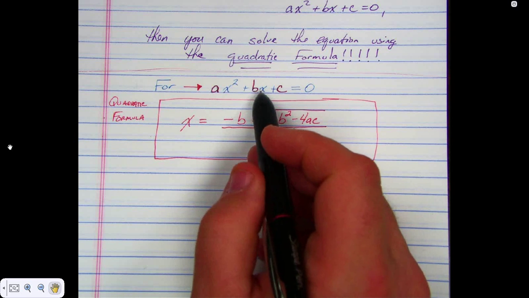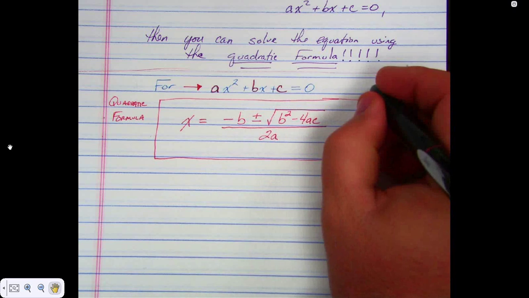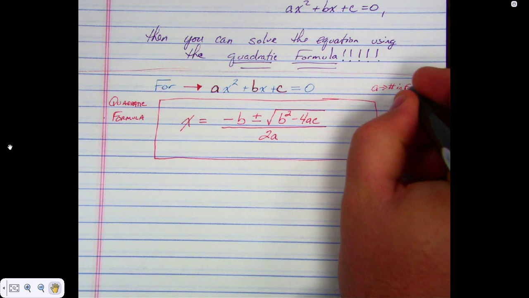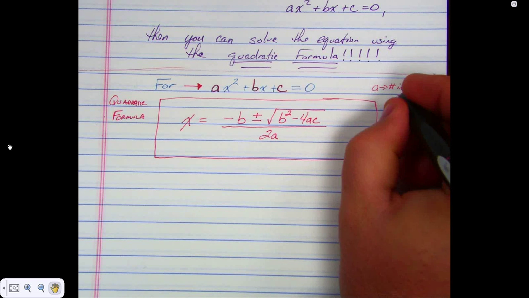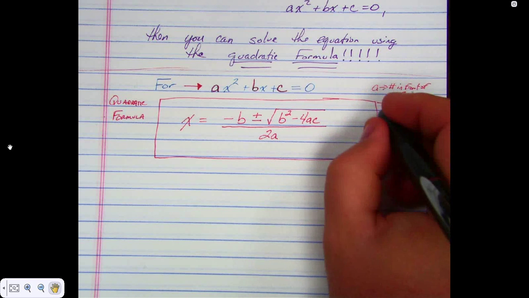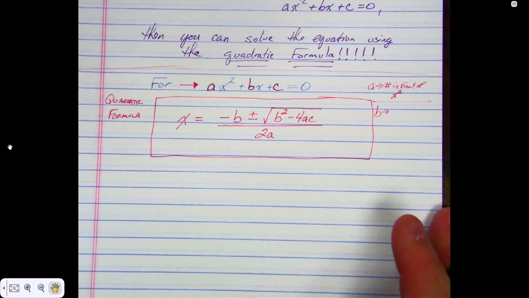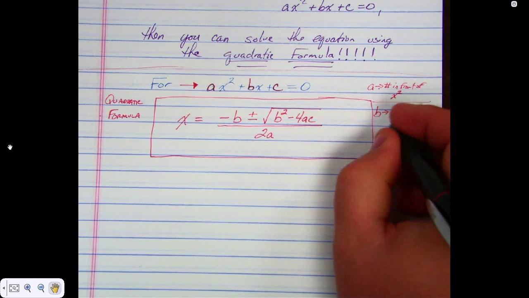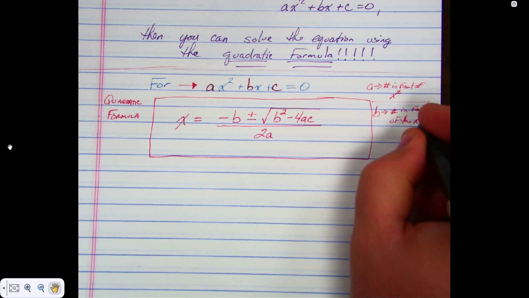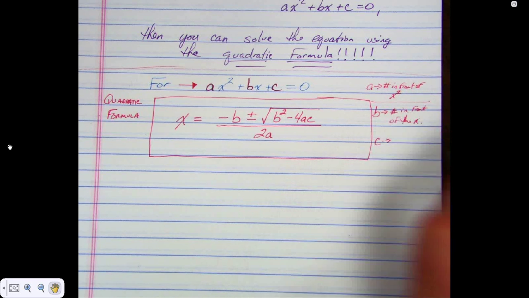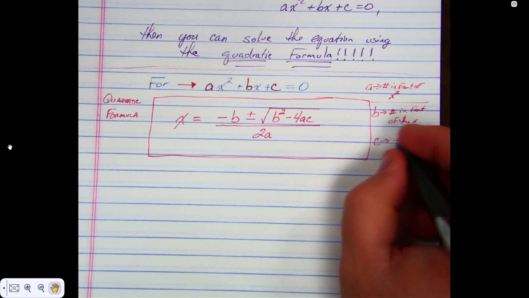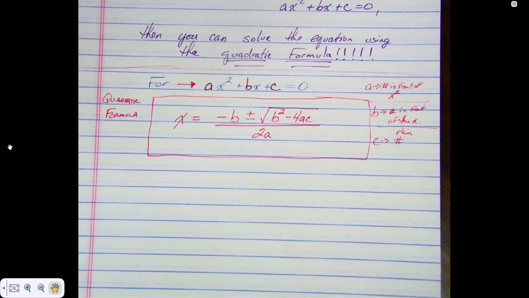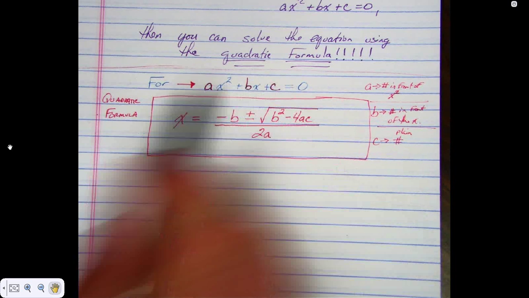Well, isn't b always... a is always the number in front of what? The x squared, right? What do you think b is? The number in front of the x. What do you think c is? The plain number, right? So it refers to these up here, doesn't it?